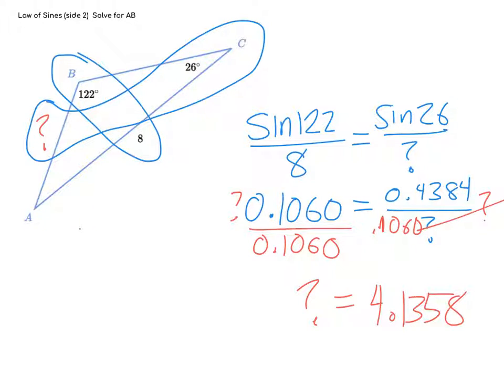4.1358. The last thing that's really important for me to do, especially with law of sines, where we occasionally can have some issues going on, is to make sure this number makes sense. So 4.1358 makes sense here because it's opposite angle 26, which is significantly smaller than 122, opposite a larger side of 8.